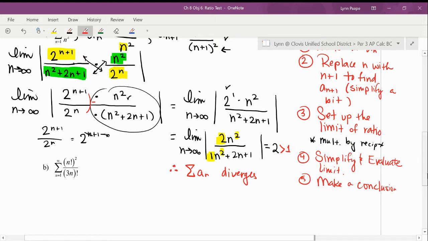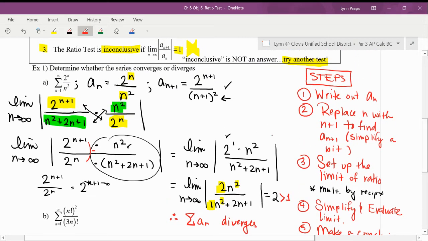Okay. So another way to look at that is, if I go back to that original problem, like this one right here, I can see that 2 to the n is exponential versus n squared, which is a polynomial. And exponentials are one of our fastest growing functions. Because of that, the numerator is growing faster than the denominator. So as far as intuition goes, it's not a shock that I got a diverging series. Okay.